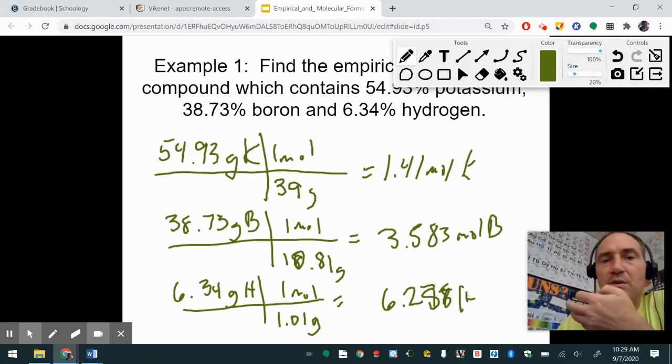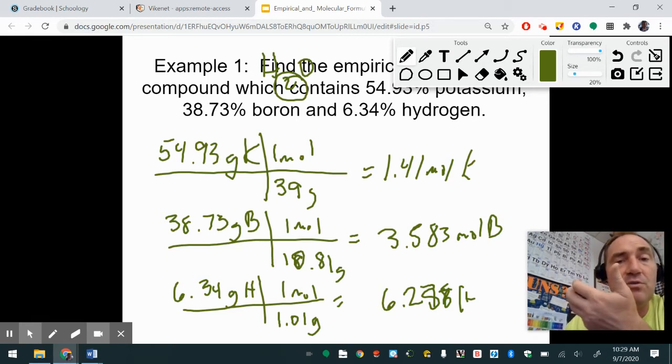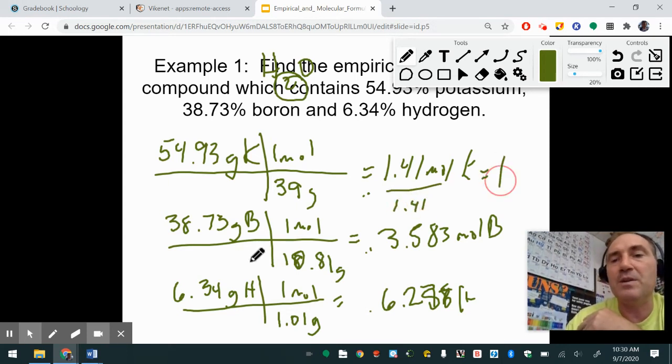Now, at this point, you find the smallest value, and that becomes the thing that you use to find the ratios. So in a formula like H2O, the subscript actually represents how many moles you have. That 2 says you have 2 moles for every 1 mole of oxygen. So if you look at these ratios here, they have a relationship. For example, this is going to be 1 because 1.41 divided by 1.41 is 1.